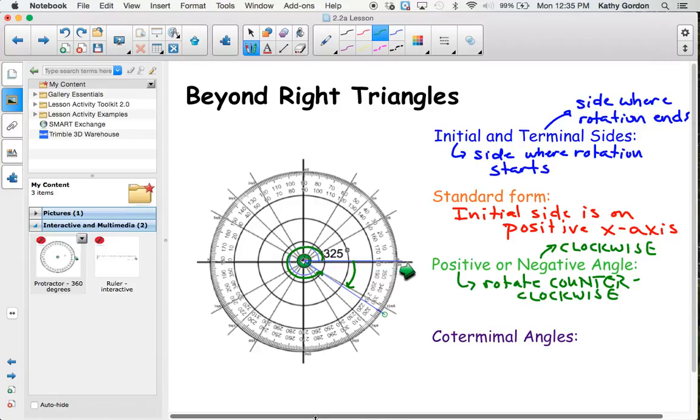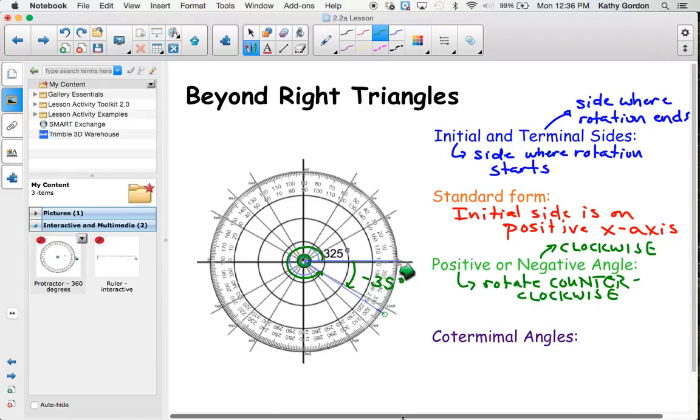And so having gone clockwise rather than counterclockwise, what I really created here was a negative, what would that be? 35? So I've really created a negative 35-degree angle because of the direction that I went to create it. I went 35 degrees in rotation, but I went in a clockwise direction. That makes it a negative 35-degree angle. Okay?